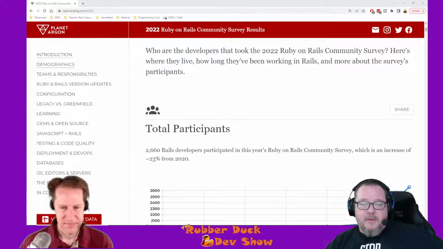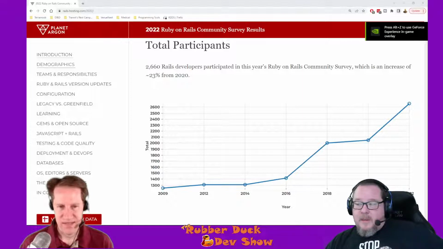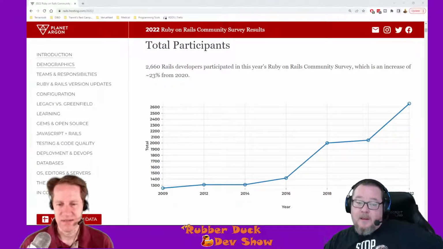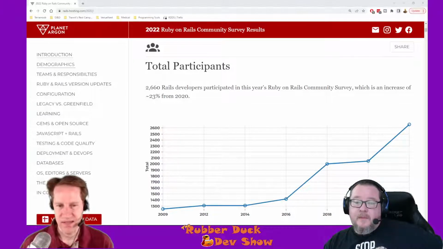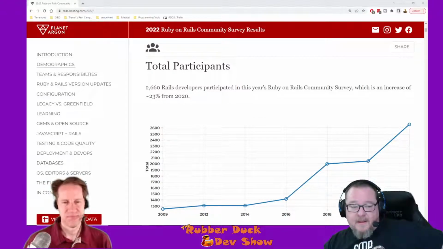Who are the developers? So let's take a look at who's here. What I found interesting is how many people they got responding to the survey, because it looks like they do it every 2 years, and the last one was basically a pretty sizable jump. Yeah, they got a 23% increase.